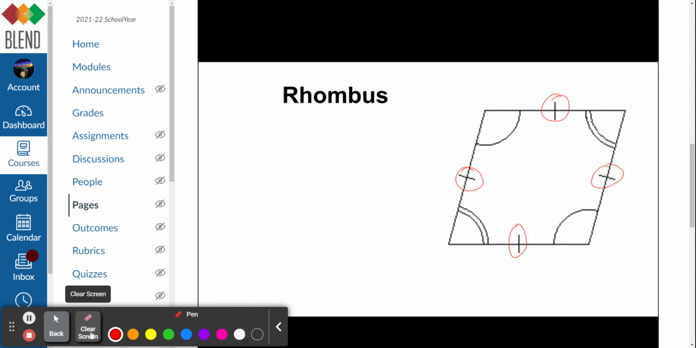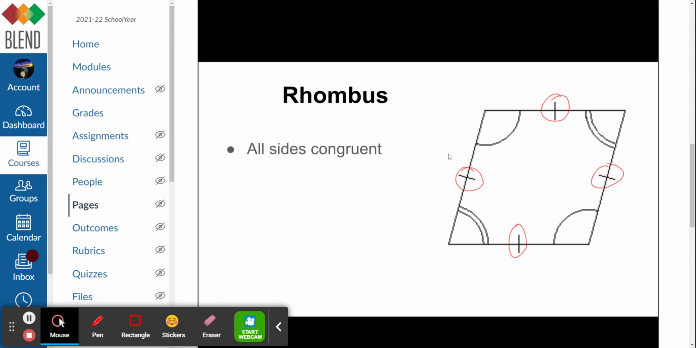That includes squares. So things about the rhombus: all sides are congruent. That's the most important thing. Opposite angles are congruent. As you can see, this is an acute angle, this is an acute angle, this is an obtuse angle, this is an obtuse angle. That's what makes it different from a square, which has 90-degree angles in every corner. The rhombus has two acute angles and two obtuse angles.